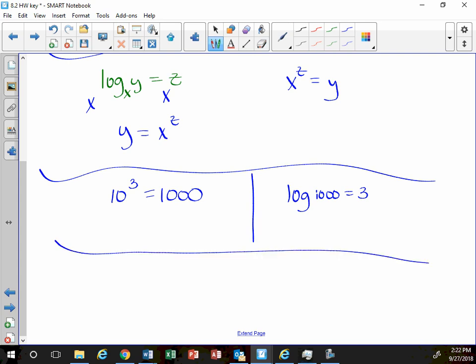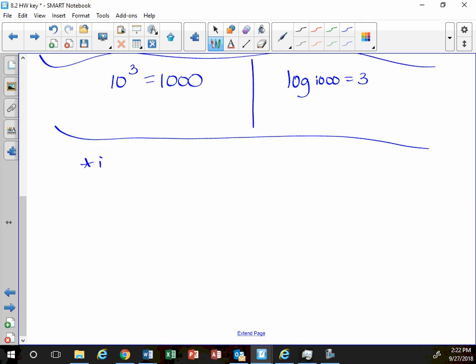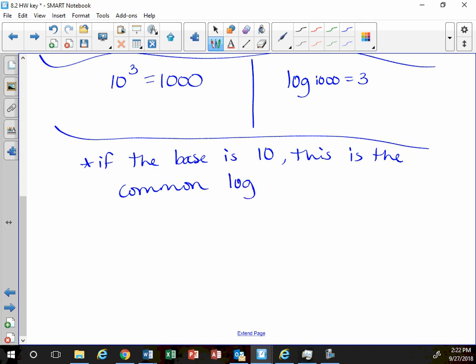Sorry, is the 1,000 the base? Nope. What is the base? It's not written. The base is 10. This is the common log. So wait, if we write log base 10, we can take off the 10? It's not the proper notation. You can just not write anything for the base.